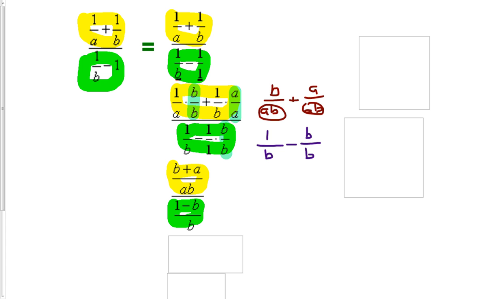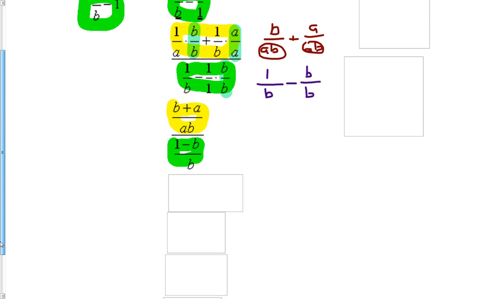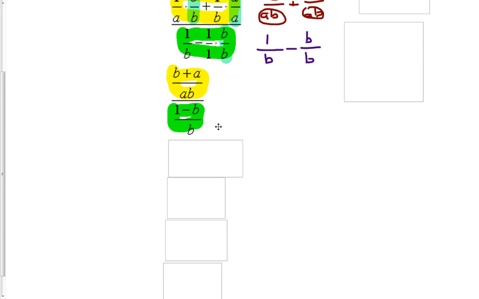Now we're at the stage where it is unified into one fraction on top, one fraction on bottom. We know how to solve problems like that. We're going to multiply by the reciprocal of the denominator. So we'll keep what we have on top, our b plus a over ab, and we're going to multiply by the flip of this. So flip these two, and we're going to have b over 1 minus b.